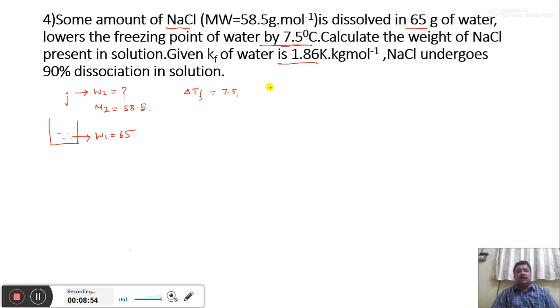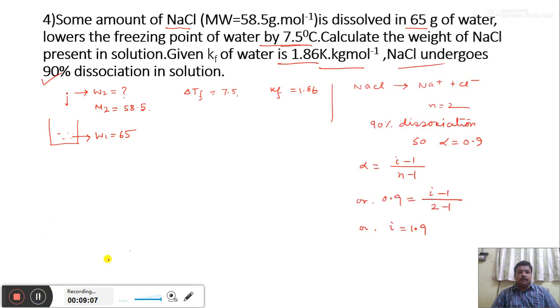Given Kf of water is 1.86 Kelvin kg per mole, and NaCl undergoes 90% dissociation, so we can calculate the value of i in this topic. Now what is the value of i of this solution? NaCl is an electrolyte which can produce Na plus and Cl minus in the solution, so number of ions n is equal to 2, and it is given that 90% dissociation, so alpha is 0.9. Now put the values of n and alpha in this equation, we get the value of i, which is 1.9.